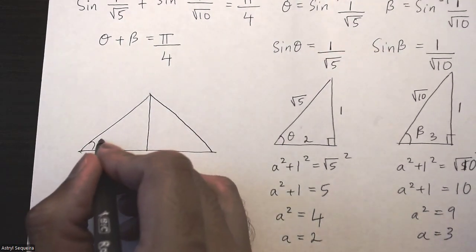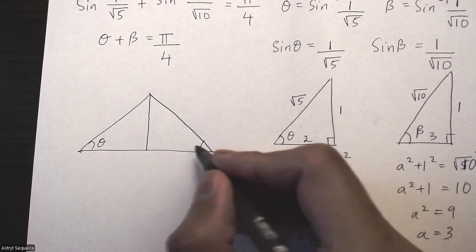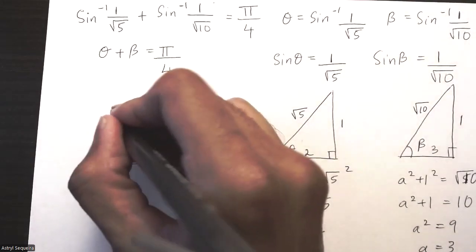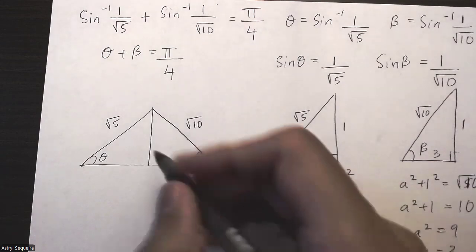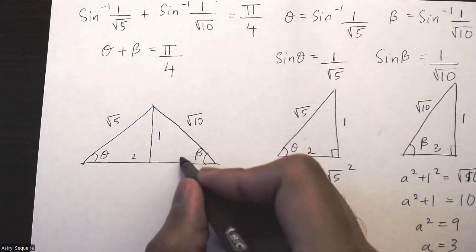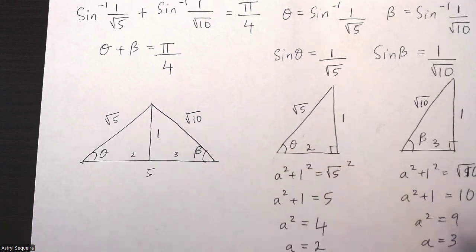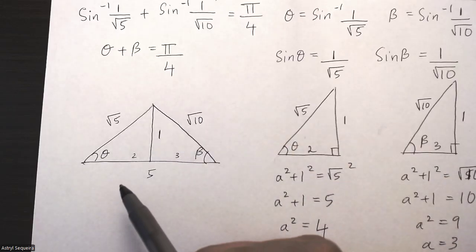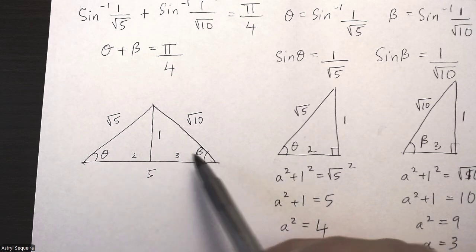So basically this is theta, and this triangle, I'm going to mirror it. So this is beta. So that side over there is root 5. This is root 10. I have the same height in both triangles as 1. And then this bottom is 2 and this bottom is 3, which means that the total bottom is going to be 5.